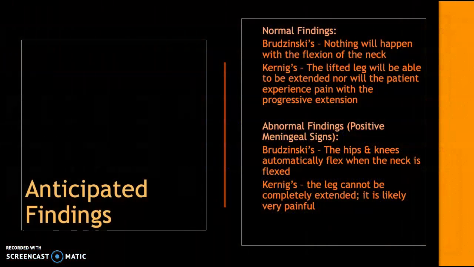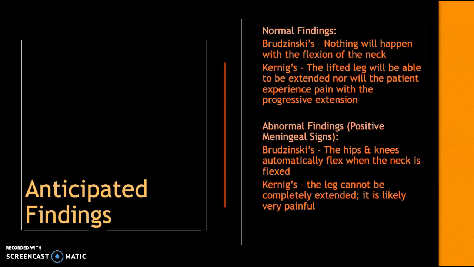So anticipated findings with Brzezinski's: a normal finding would be that nothing happens with the flexion of the neck. That would be a negative Brzezinski sign and likely not indicating meningitis. Koenig's: when you lift the leg, the patient will be able to extend it and they won't experience pain as you progressively extend that leg. Also indicating a negative Koenig's sign, likely negative for meningitis.